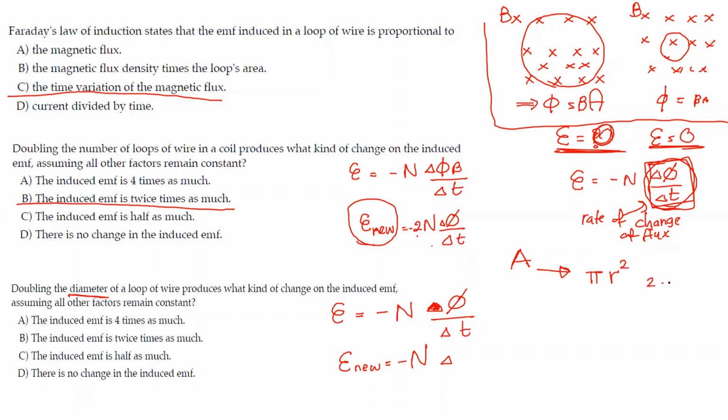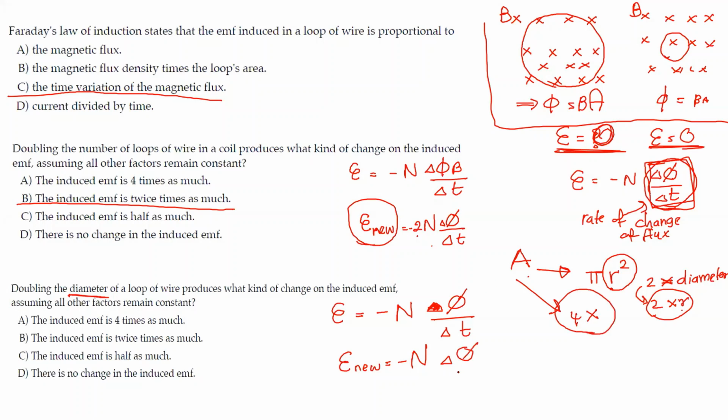So when you double the diameter, radius will also double, right? Yes, when you double the diameter, radius doubles. So when radius doubles, what will happen to your area? There's a square term here, right? So area will become 4 times. Since you have a square term here in the area, your area will be 4 times.